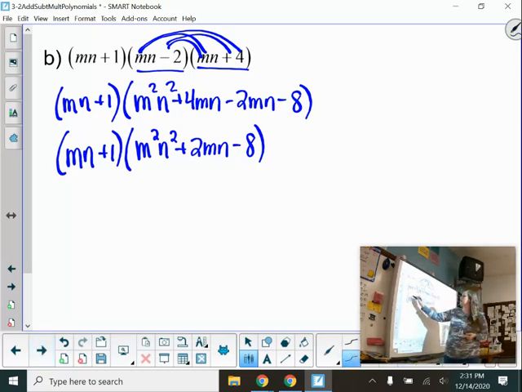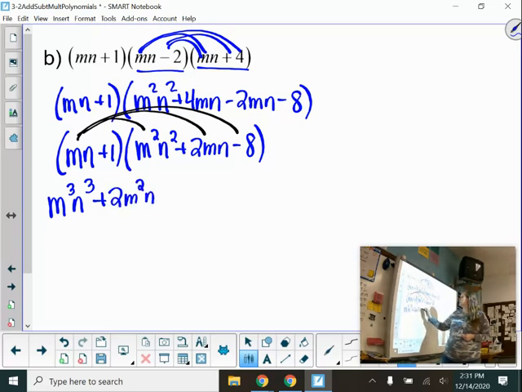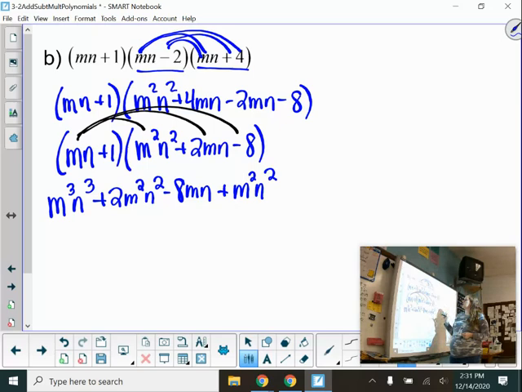So we are going to be multiplying the mn by all 3 terms, and then we're going to go through and multiply the 1 by all 3 terms. Mn times m squared n squared is m cubed n cubed. Mn times 2mn is plus 2 m squared n squared. Mn times negative 8 is negative 8mn. 1 times m squared n squared is plus m squared n squared. 1 times 2mn is plus 2mn.